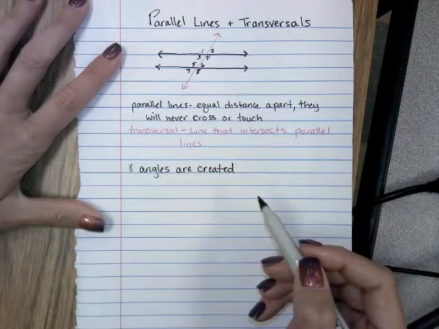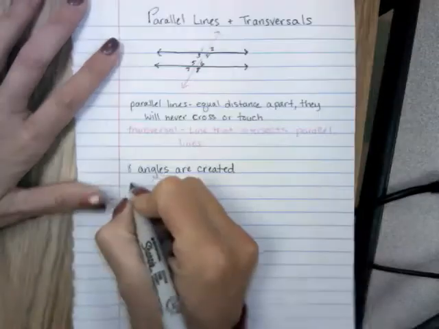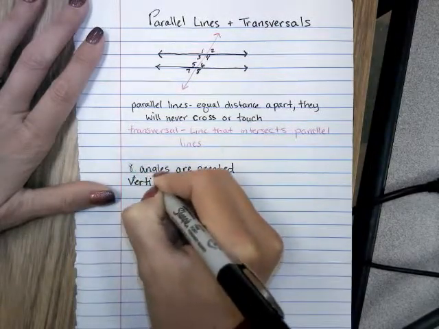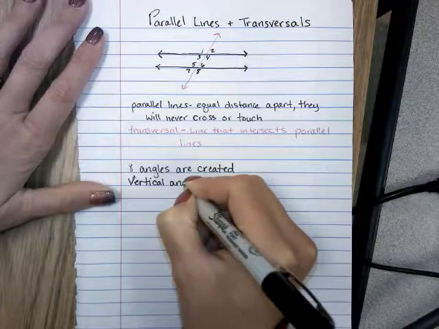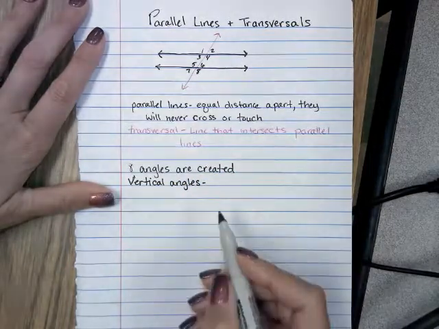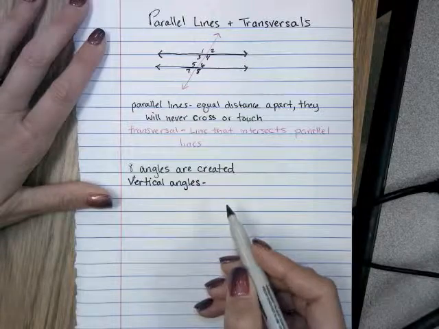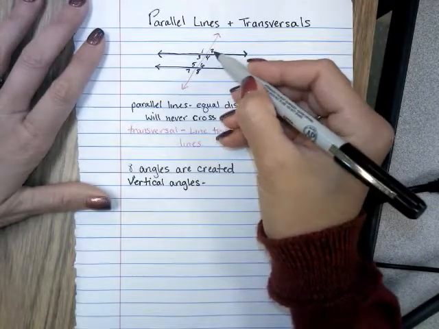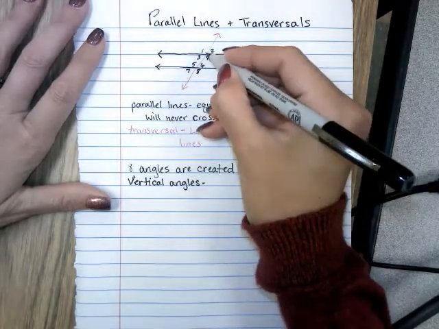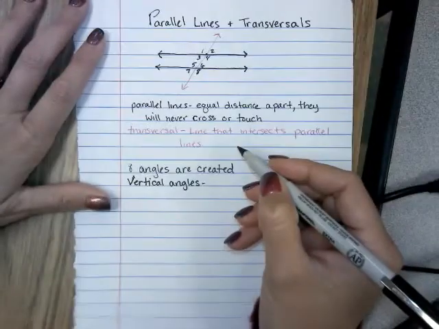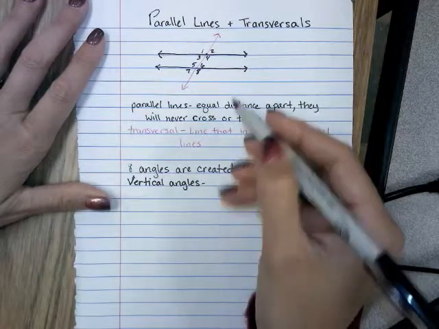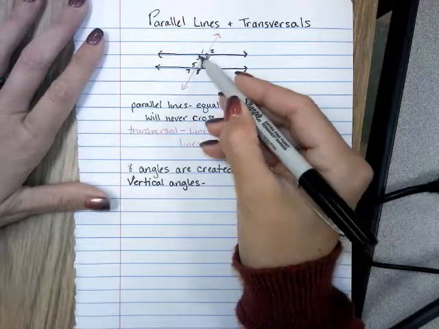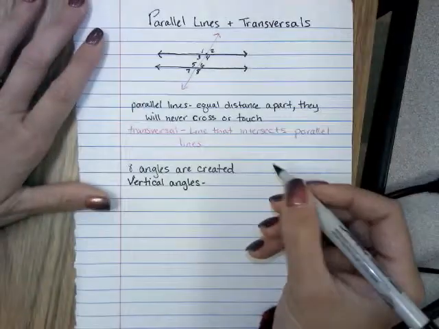So, the first type of angle that we have created are called vertical angles. Vertical angles are angles that are across the vertex from one another. So if I look where this transversal crosses this parallel line, that point right in the middle where those lines cross, that's a vertex. So if I look diagonally across the vertex, those angles are vertical angles.